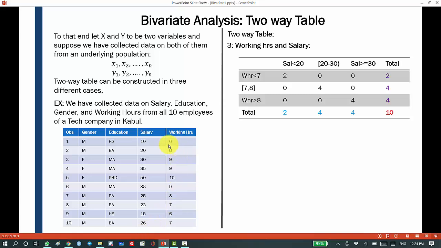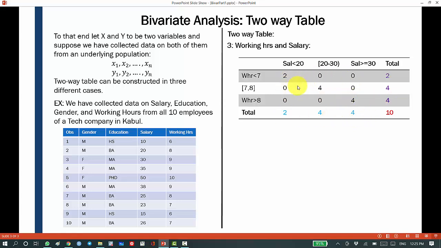Now we check the data here in the table. How many people do we have who are working less than 7 hours and have a salary of less than 20,000? 2 people. And how many people are working 7 or 8 hours and have a salary less than 20? No one. Between 20 and 30, 4 people. And those people who are working more than 8 hours, we have no one less than 20,000, no one between 20 and 30. We have 4 people who have a salary of more than 30,000. Again, these are the marginal frequencies. These are the joint frequencies.